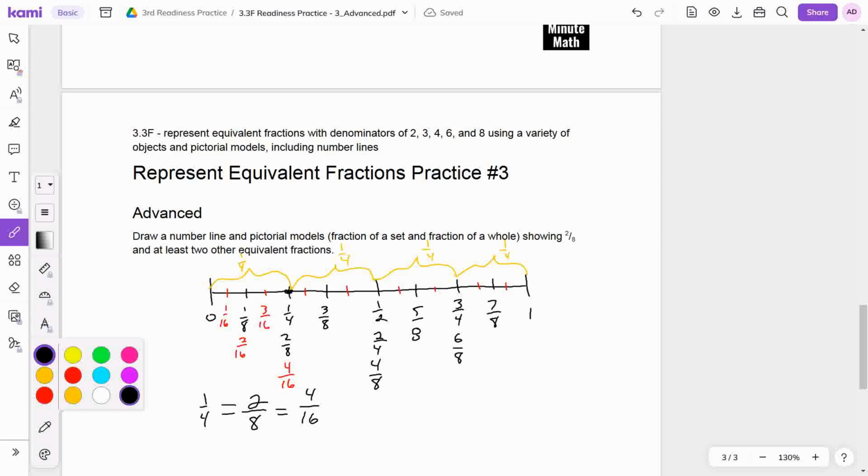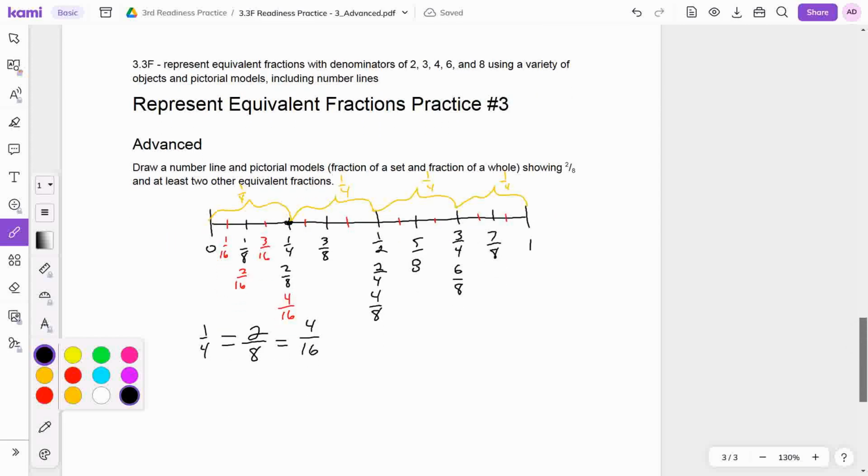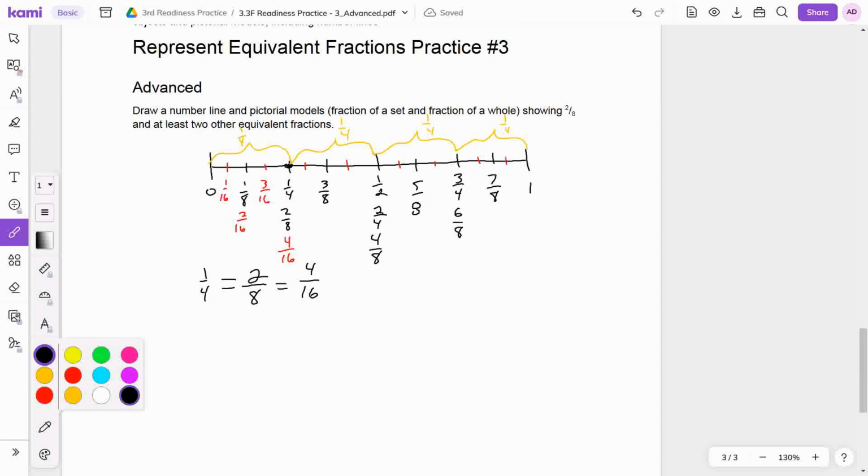Now I can keep cutting each of those pieces in half and get smaller and smaller. I can say 8 32nds. I can say 16 64ths. I can keep going if I want to, but those would be really, really small fractions. Now I want to show this with fraction of a set and fraction of a whole. So let's start with fraction of a set.